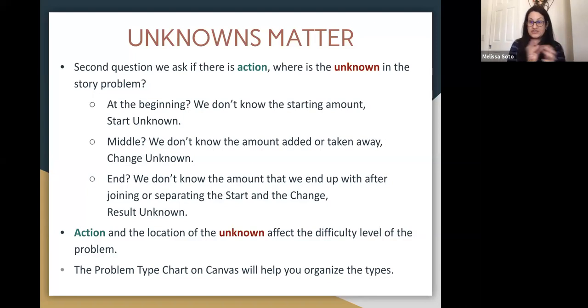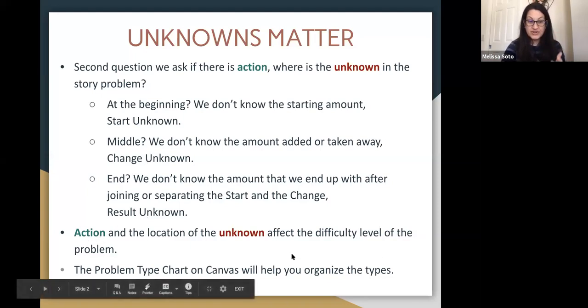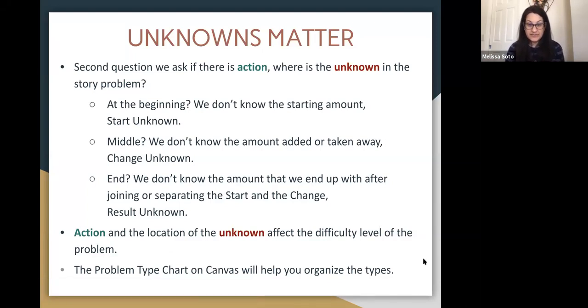There's going to be a lot of trial and error. So they may start something and try it, see what happens, and see if they get the result that's stated in the problem. And if they don't, they'll just start all over again. So again, these story problems tend to be some of the most difficult ones for kids to solve. And I will add that research has shown that action and the location affects the difficulty level of the problem.